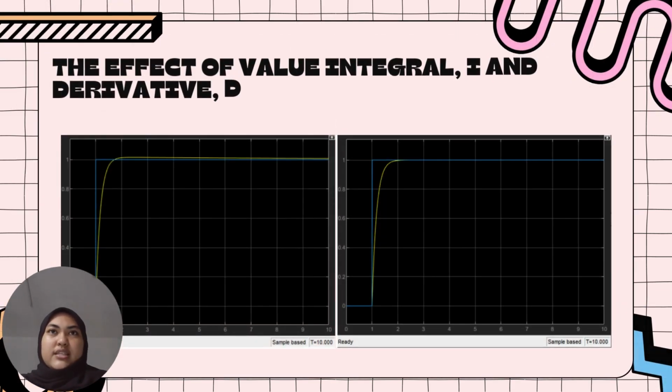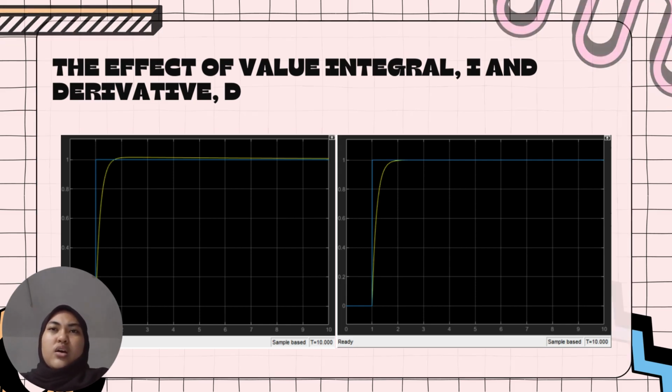The second one is the effect of the integral value I and derivative value D. The smaller the integral value, the smaller the clearance between the step input line and the output line. This graph shows evidence that this statement is true. The first graph is I equal to 0.1 and the second one is I equal to 0.000419. This has a different, smaller value of I.